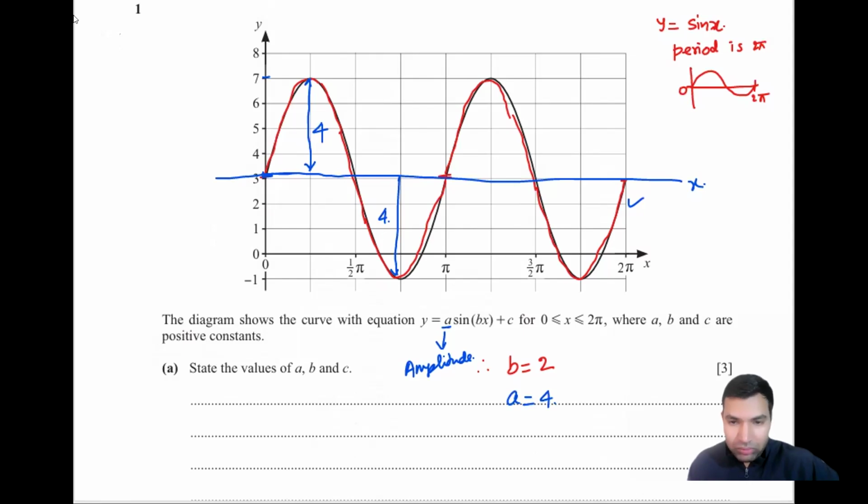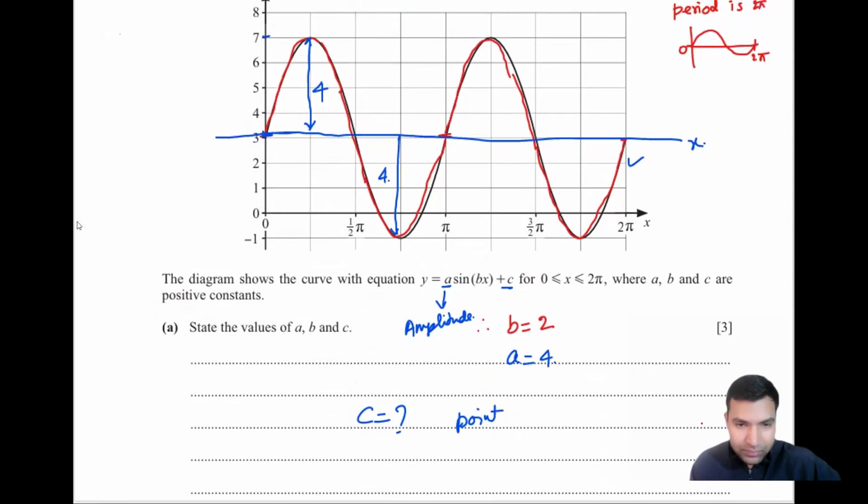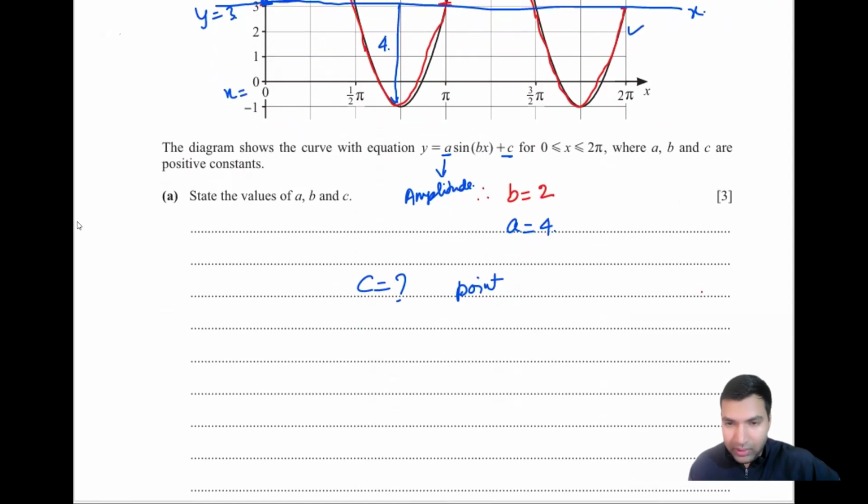Now how do I compute the value of c? In order to find the value of c, you just take any one point, right? So how do I do that? To get the value of c, take a point from the graph. The simple thing is to take 0. x equal to 0, what is y? y is equal to 3, isn't it? So from the graph, I can observe that when x is 0, y is equal to 3.